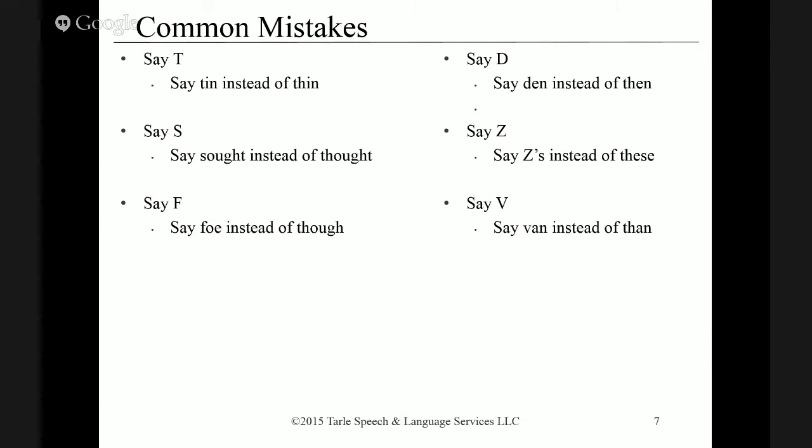So what are some common mistakes? Okay, so let's talk about those common mistakes. I'm going to have you watch me so that you can see how these sounds look different. So the first common mistake that I see is that I hear people say the T sound instead of the TH sound. So I hear people say tin with a T, tin, the type of metal, instead of fin, tin, fin.